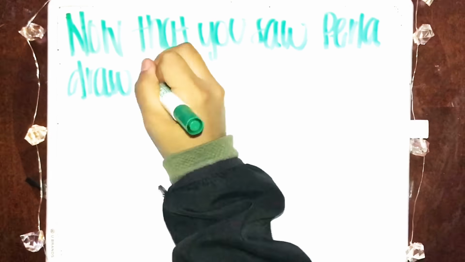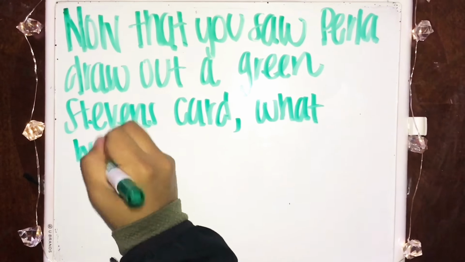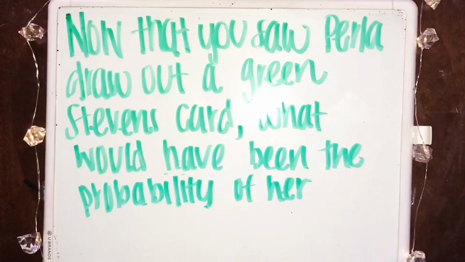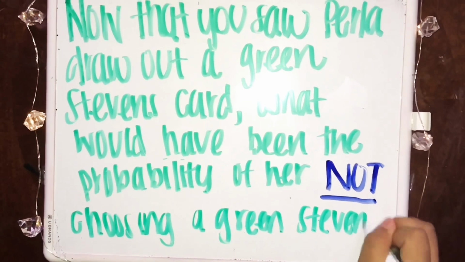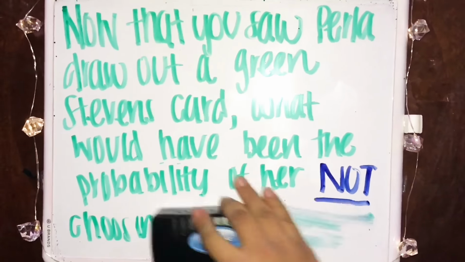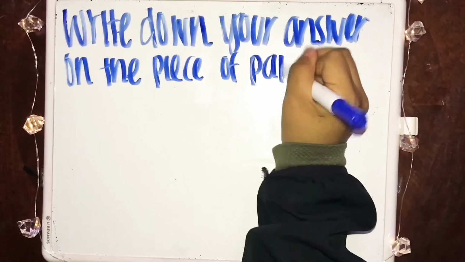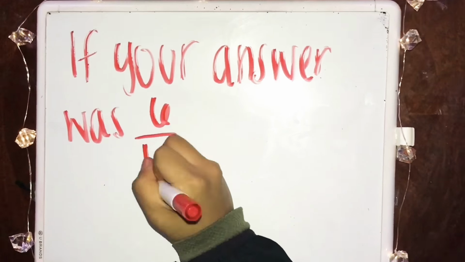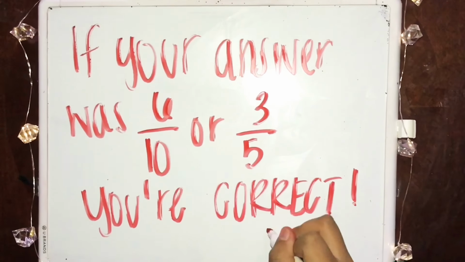Now that you saw Perla draw out a green Stevens card, what would have been the probability of her not choosing a green Stevens card? Write down your answer on a piece of paper. If your answer was 6/10 or 3/5, you are correct.